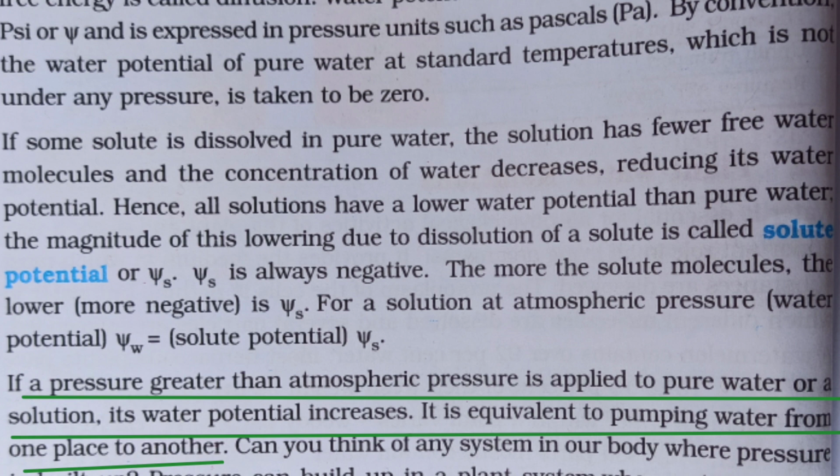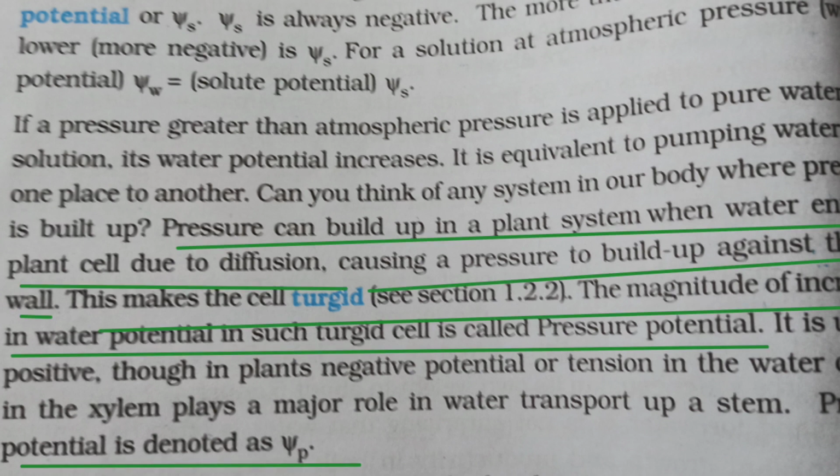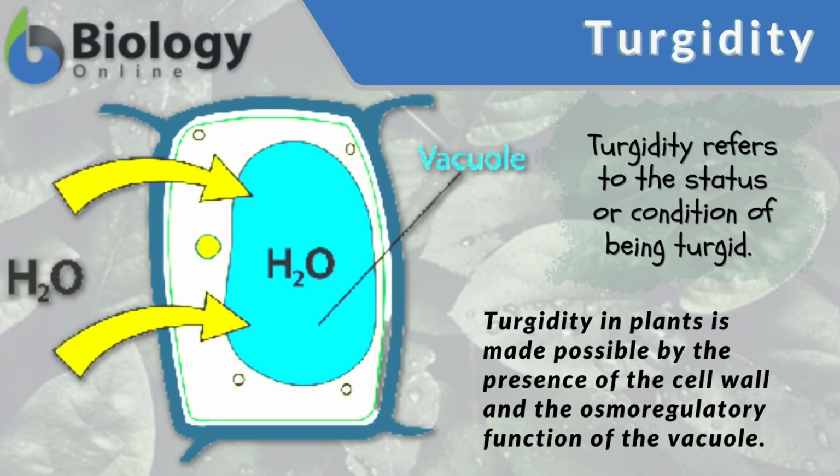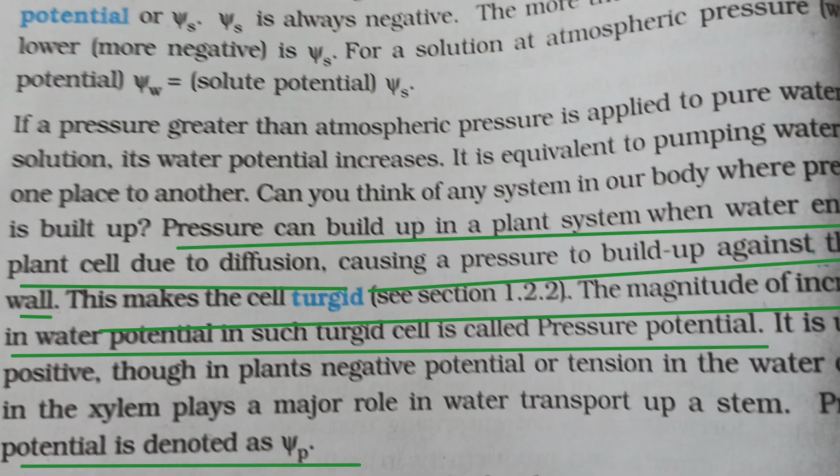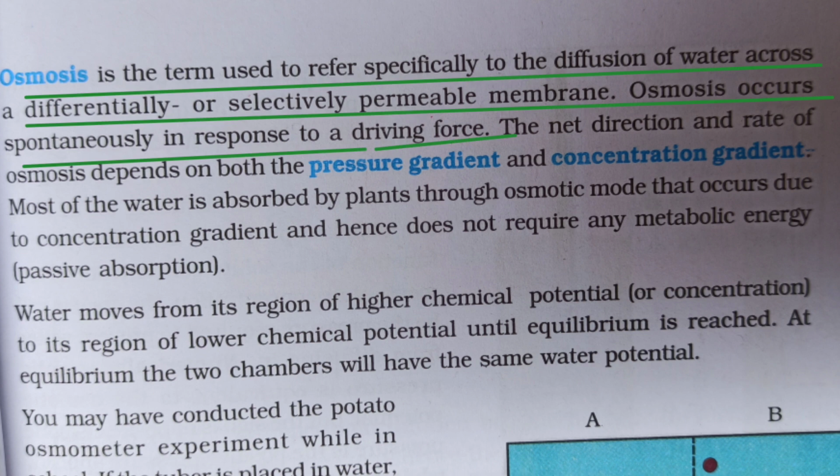If a pressure greater than atmospheric pressure is applied to pure water or a solution, its water potential increases. It is equivalent to pumping water from one place to another. Pressure can build up in a plant system when water enters a plant cell due to diffusion, causing a pressure to build up against the cell wall. This makes the cell turgid. The magnitude of increment in water potential in such a turgid cell is called pressure potential, denoted as psi p.